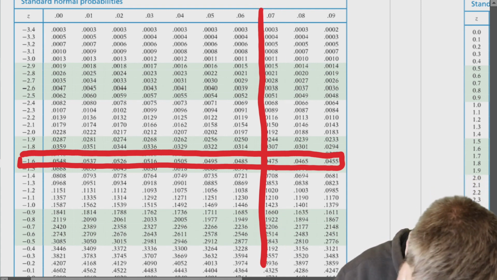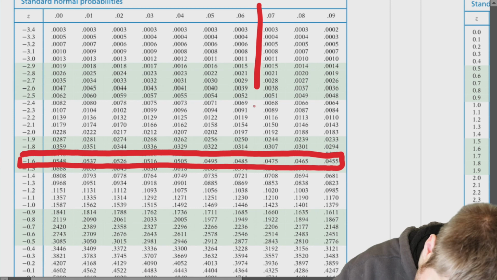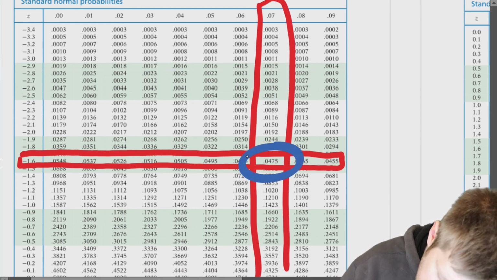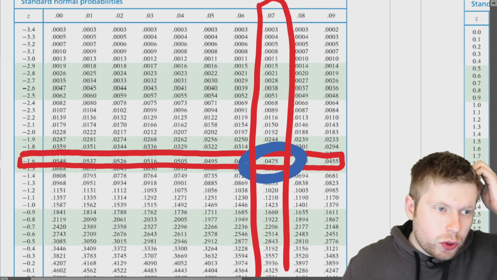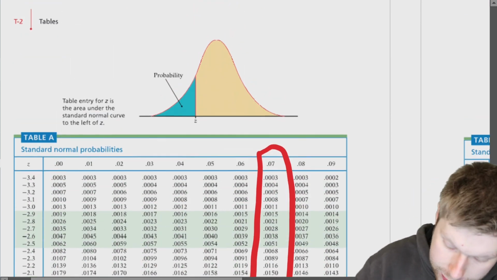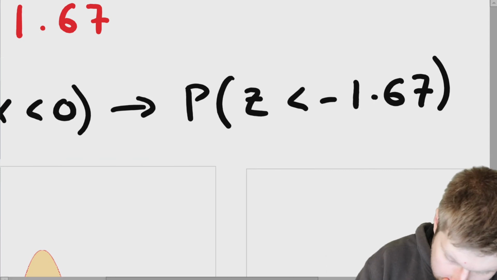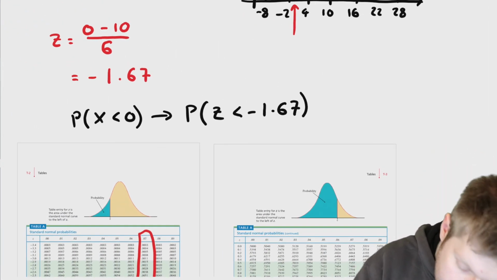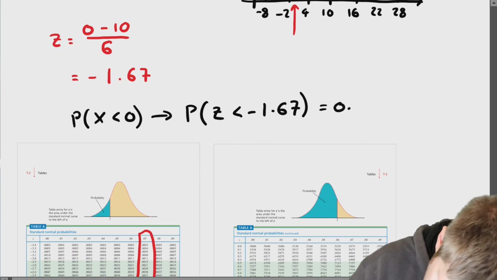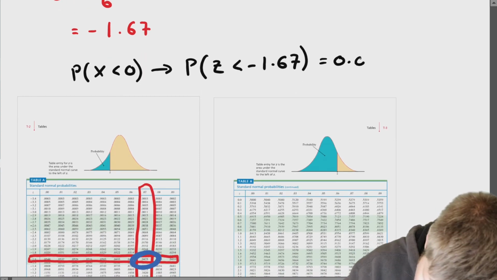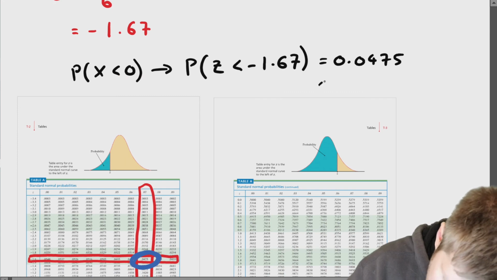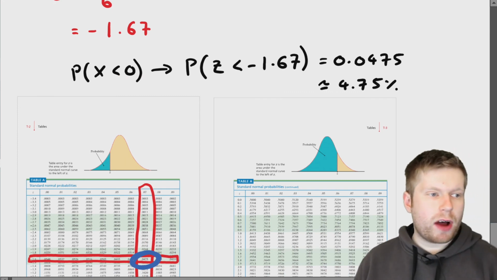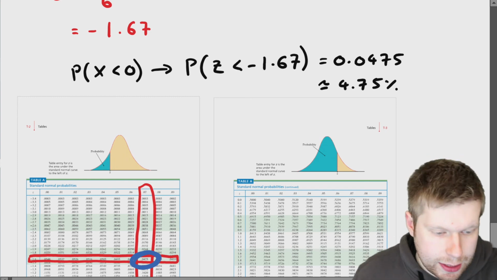Okay, so I know then basically, let me just straighten that up so I can actually read it. So I know that basically I'm going to be looking at this probability here. So the 0.0475. So therefore the probability that I end up at a value which is less than 0, so x is less than 0, is going to be 0.0475 or approximately 4.75%. Okay, so 4.75% of my values. Okay, hopefully that makes sense.